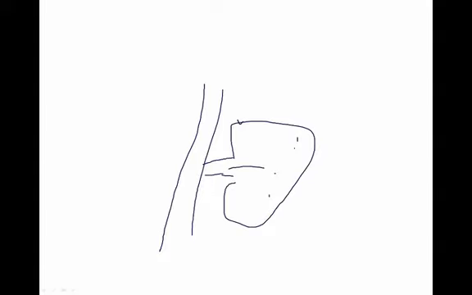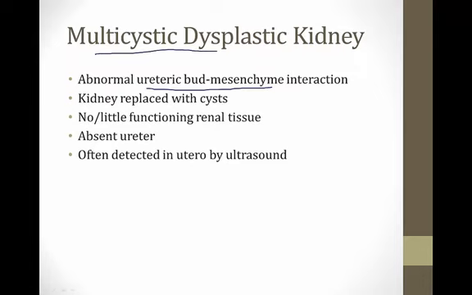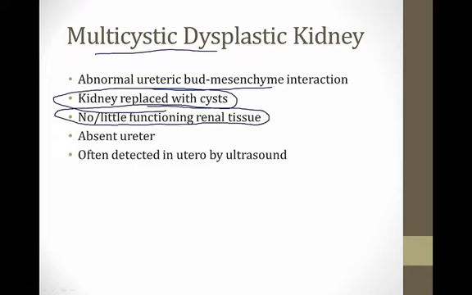Signals are sent from the ureteric bud to the mesenchyme and then back from the mesenchyme to the ureteric bud. If this doesn't happen normally, lots of different conditions can develop where the kidneys are abnormal, and one of those conditions is multicystic dysplastic kidney. So this abnormal ureteric bud mesenchyme interaction occurs and the kidney essentially gets replaced by cysts. The key point here is that no or little functioning renal tissue will be present in the developing fetus.